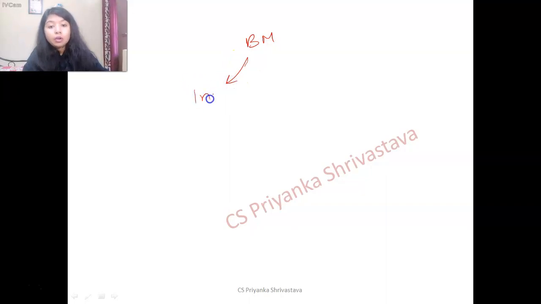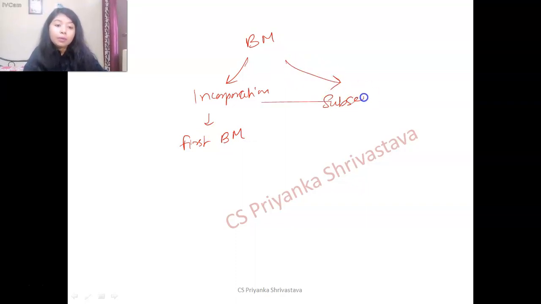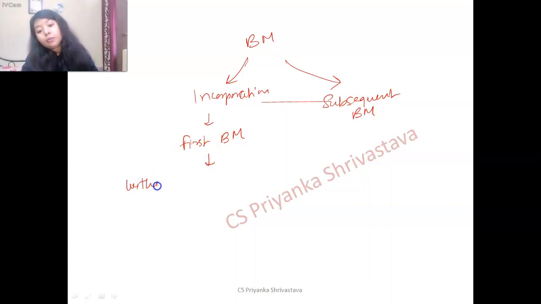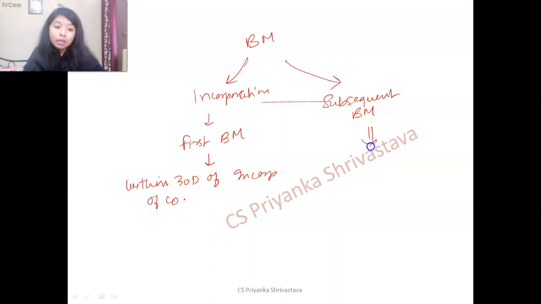First, incorporation, at the time of incorporation. So you can say it is the first board meeting, and then subsequent board meetings. The first board meeting needs to be conducted within 30 days of incorporation of the company. Subsequent board meetings: a minimum of 4 board meetings need to be conducted in a year.